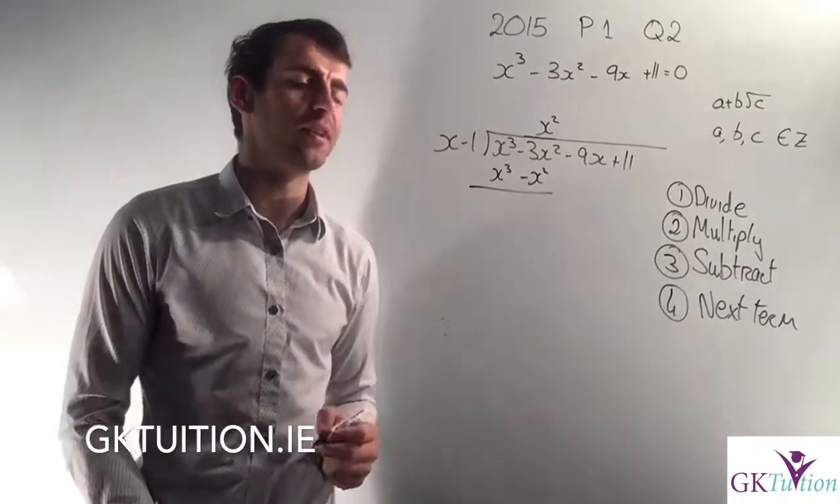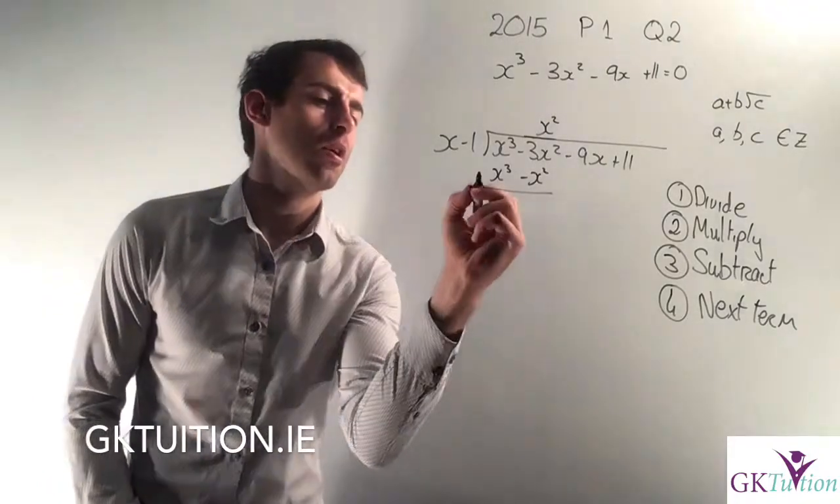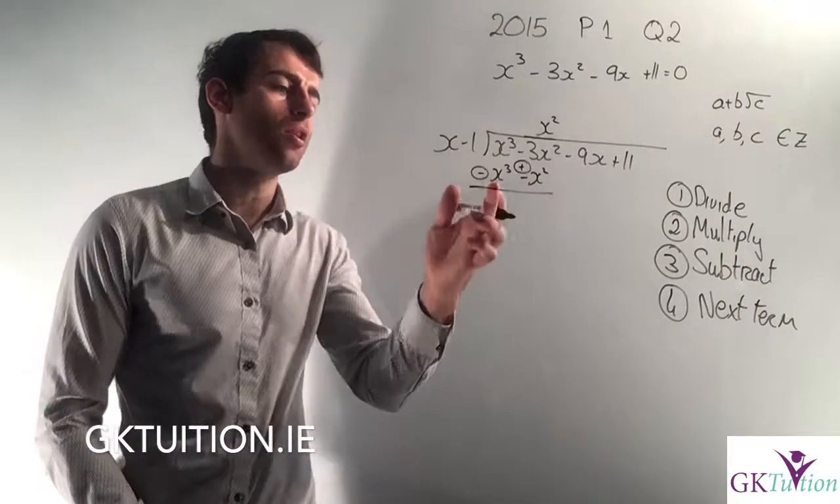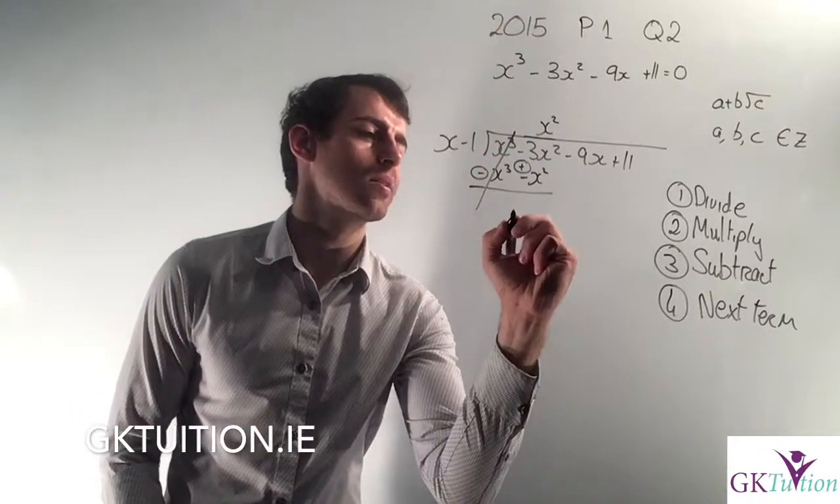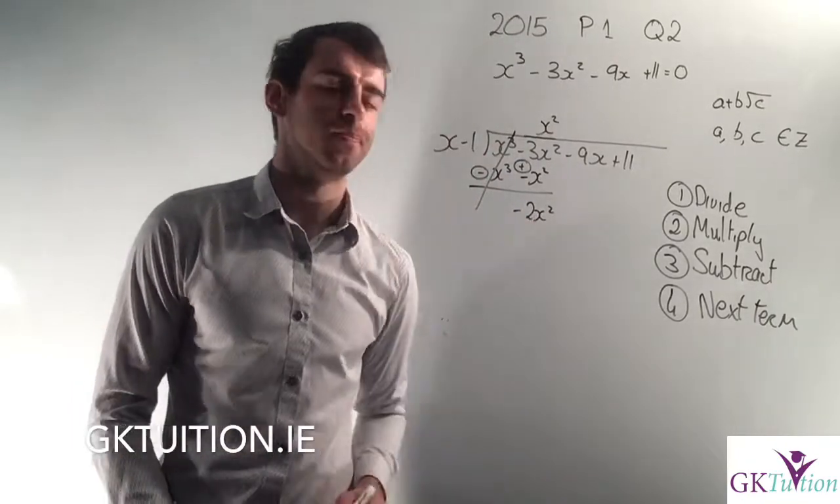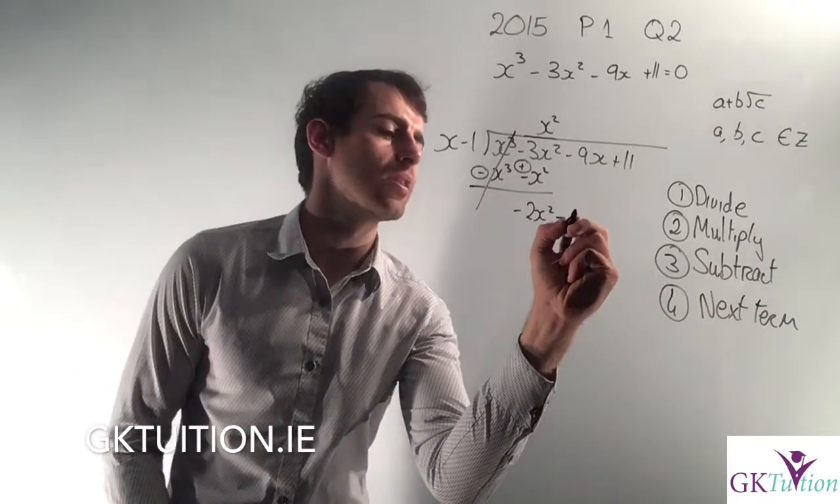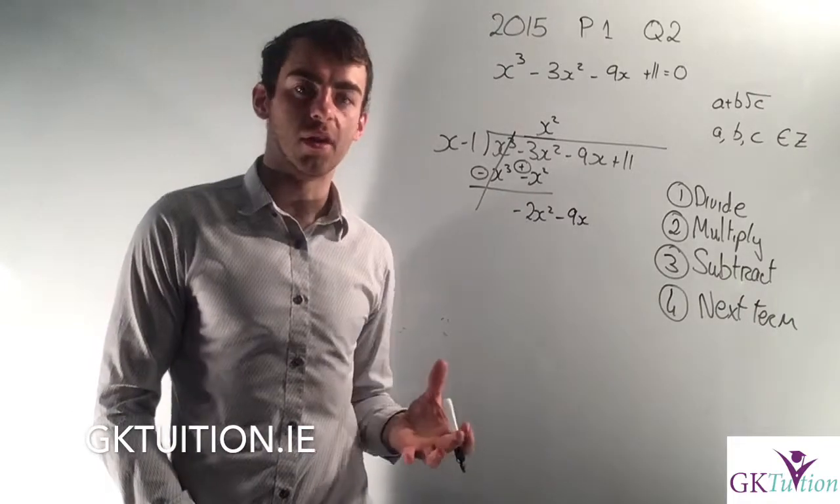My third step then is to subtract. And if I'm going to subtract, I need to change my signs, which means this becomes a minus and this becomes a plus. So x cubed minus x cubed is 0, minus 3x squared plus 1x squared is minus 2x squared. And then the fourth step is to take down my next term, and my next term in this case is minus 9x. And now I can just start the process all over again.